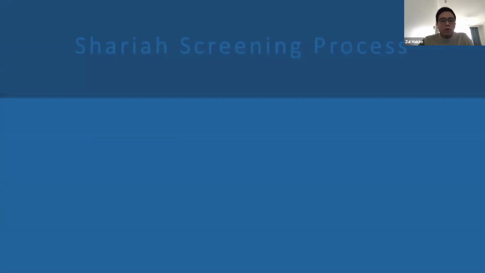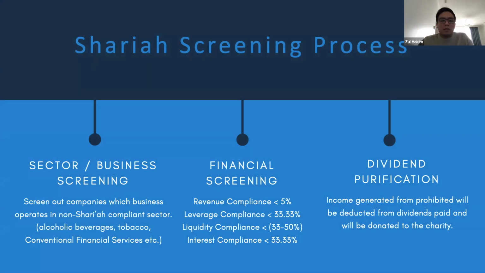Okay, moving forward, what are these three processes? The first and foremost set of screening applied to any company is the business screening, or we call it sector screening. We can also call it qualitative screening, which screens the company's business sector to ensure that companies which operate within specific business areas that are prohibited in Sharia are excluded from the investment universe.